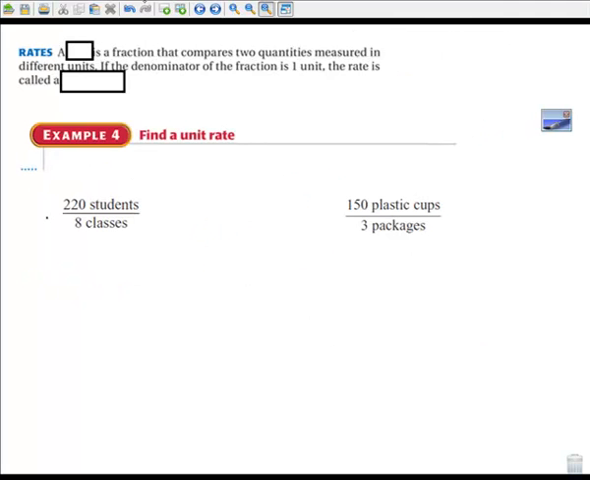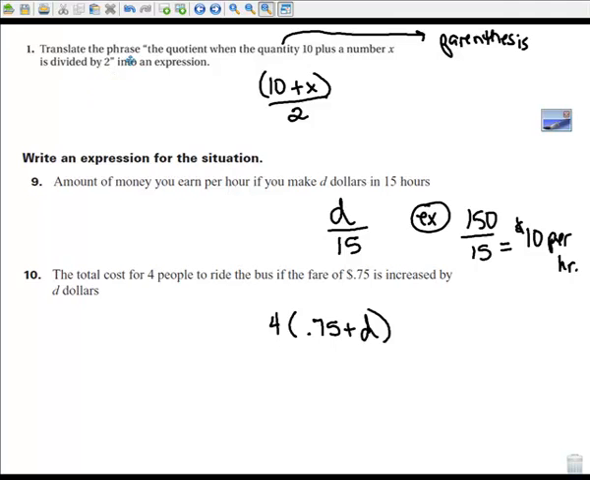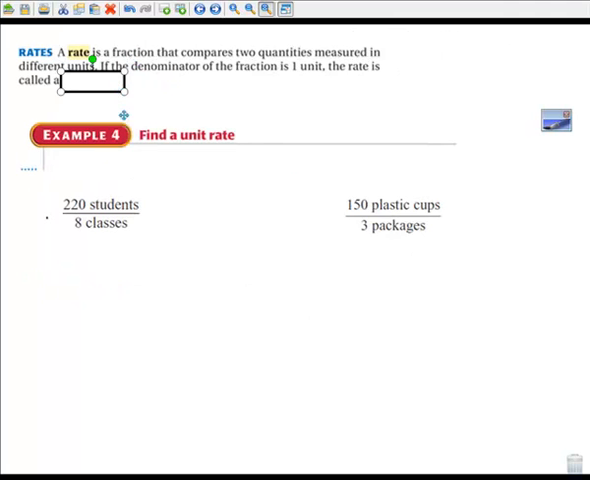Okay, next we have a rate. A rate is a fraction that compares two quantities measured in different units. If the denominator of the fraction is 1 unit, then we call it a unit rate. And here we're going to go ahead and figure out what the unit rate is.